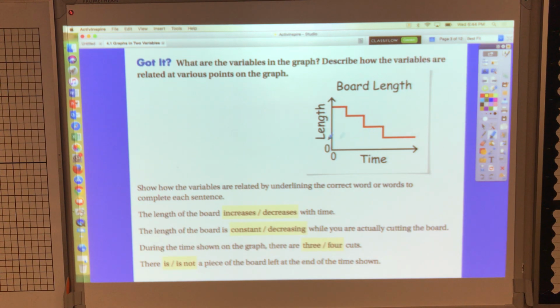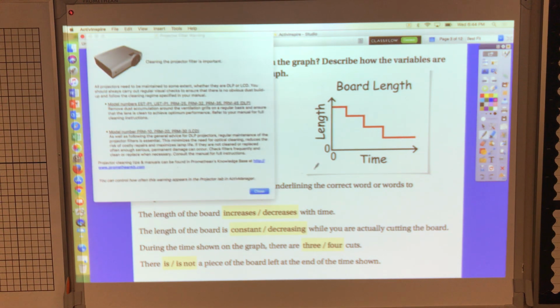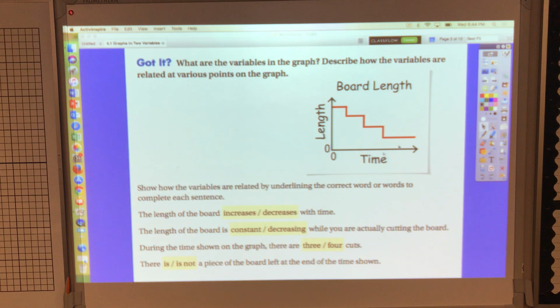So here we have a graph. The first thing they ask: what are the variables in the graph? Remember, the variables tell us about the graph. So when I look at this, my labels are my variables. So my variables are length and time. They're what is being represented on that x and y axis.